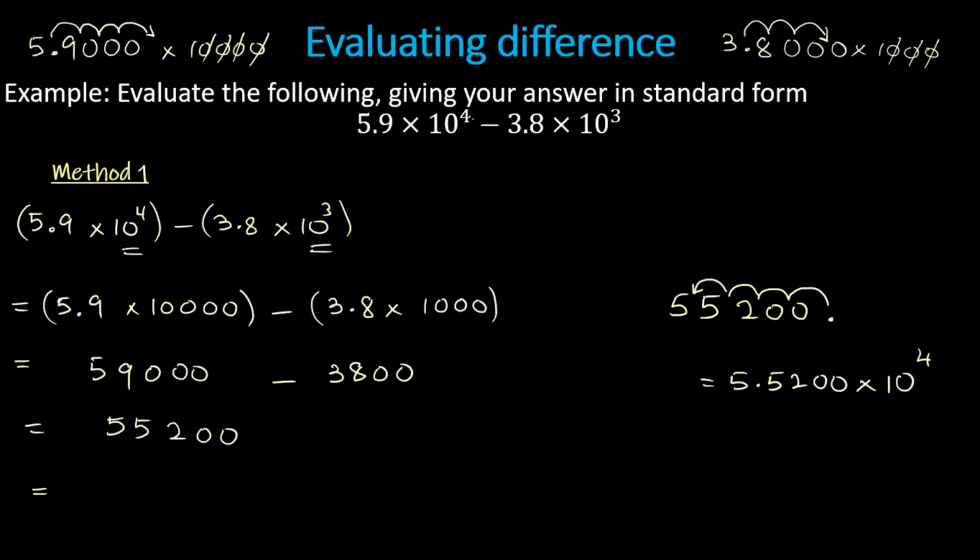Or simply you can write it as 5.52, because the 0 at the end you can omit. Okay, so it's 5.52 times 10 to the power of 4.